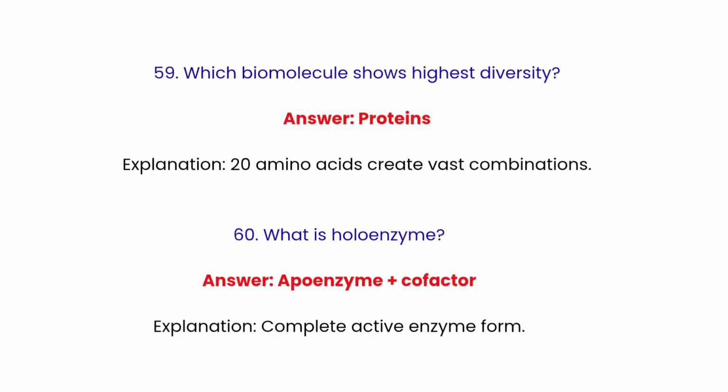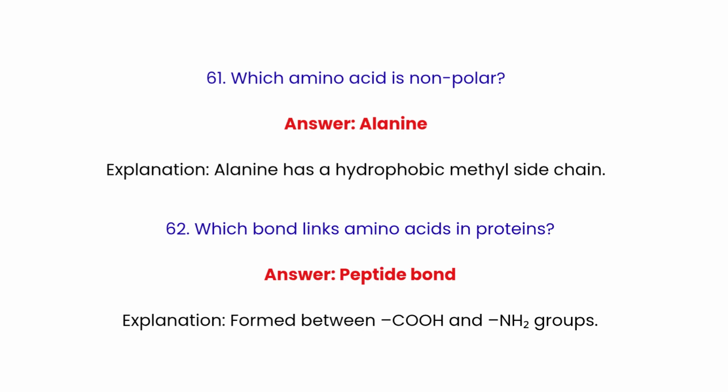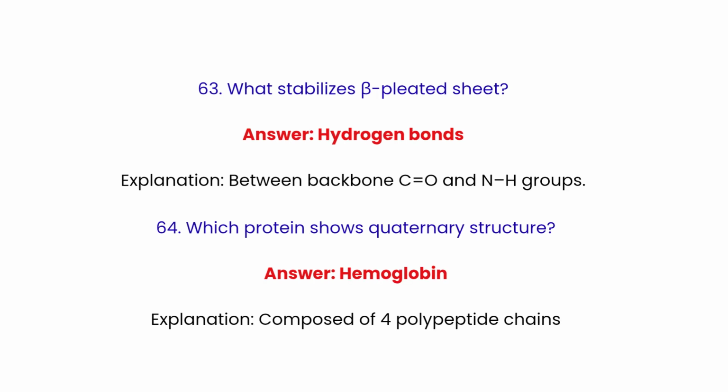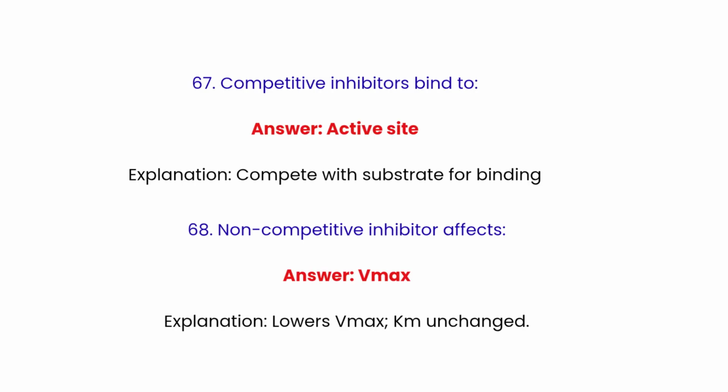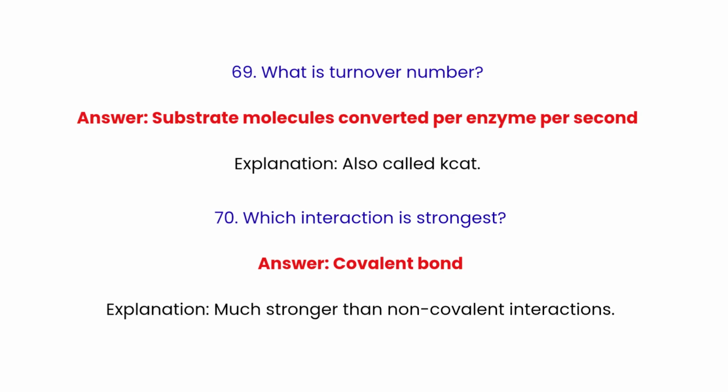Now coming to nucleic acids. DNA and RNA are polymers of nucleotides. Each nucleotide consists of a nitrogenous base, a pentose sugar, and a phosphate group. DNA is double-stranded and usually exists in the B form. RNA is single-stranded and contains ribose sugar, which makes it less stable than DNA. Hydrogen bonds between complementary bases stabilize the DNA double helix. GC-rich DNA is more stable than AT-rich DNA because it has 3 hydrogen bonds.